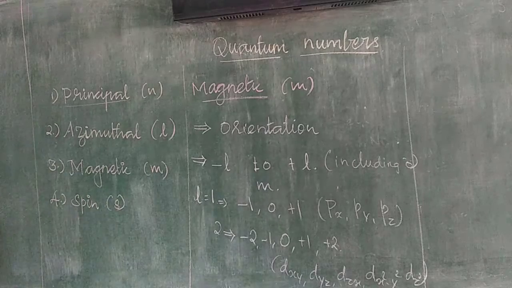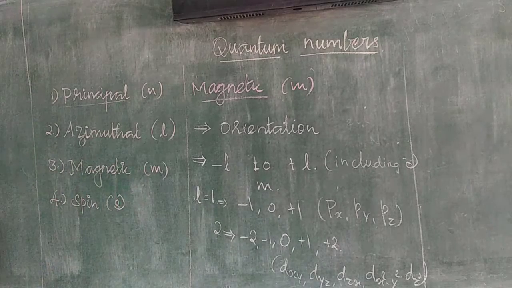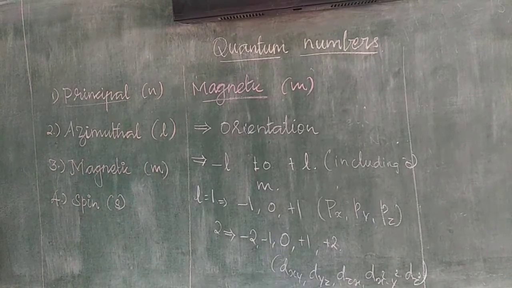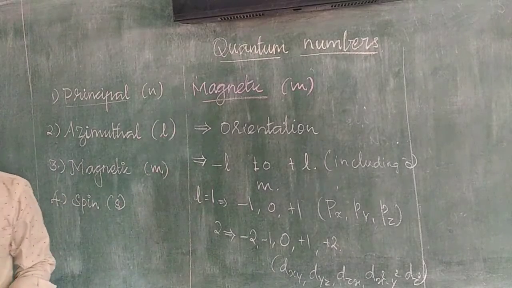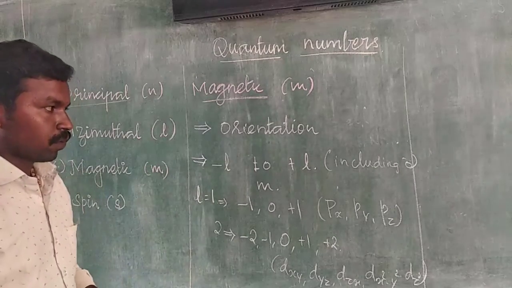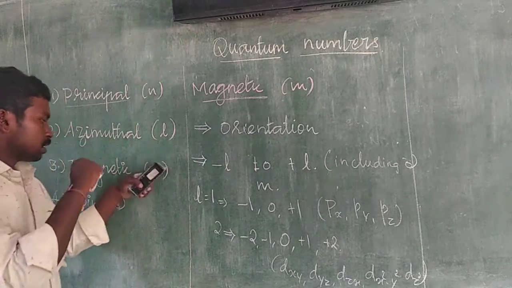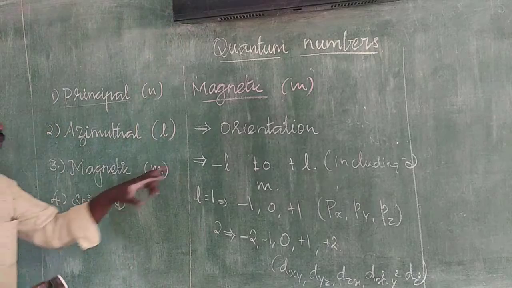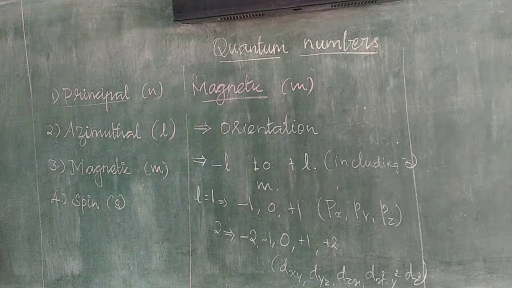In the azimuthal quantum number, we saw that the angular momentum can be found. And here, the orientation of angular momentum can be studied using the magnetic quantum number. The magnitude of angular momentum can be studied using the subsidiary quantum number, whereas the orientation of angular momentum can be studied using the magnetic quantum number.